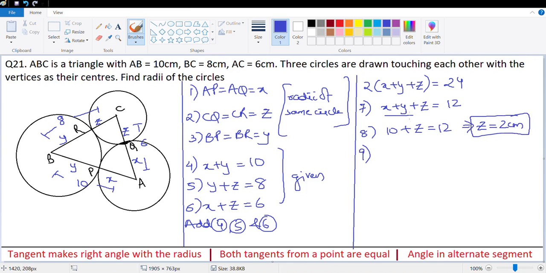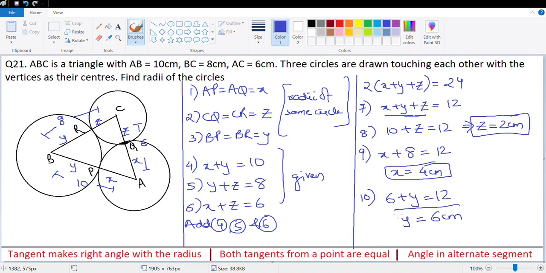Next, I know y plus z is 8, which means x plus 8 is equal to 12, which means x is equal to 4 centimeter. Done. Next, I know x plus z is 6, which means 6 plus y is equal to 12, which means y is equal to 6 centimeter. So we needed to find the radii of the circles. Therefore, radii are 2 centimeter, 4 centimeter and 6 centimeter. Good. Let's look at the next question.